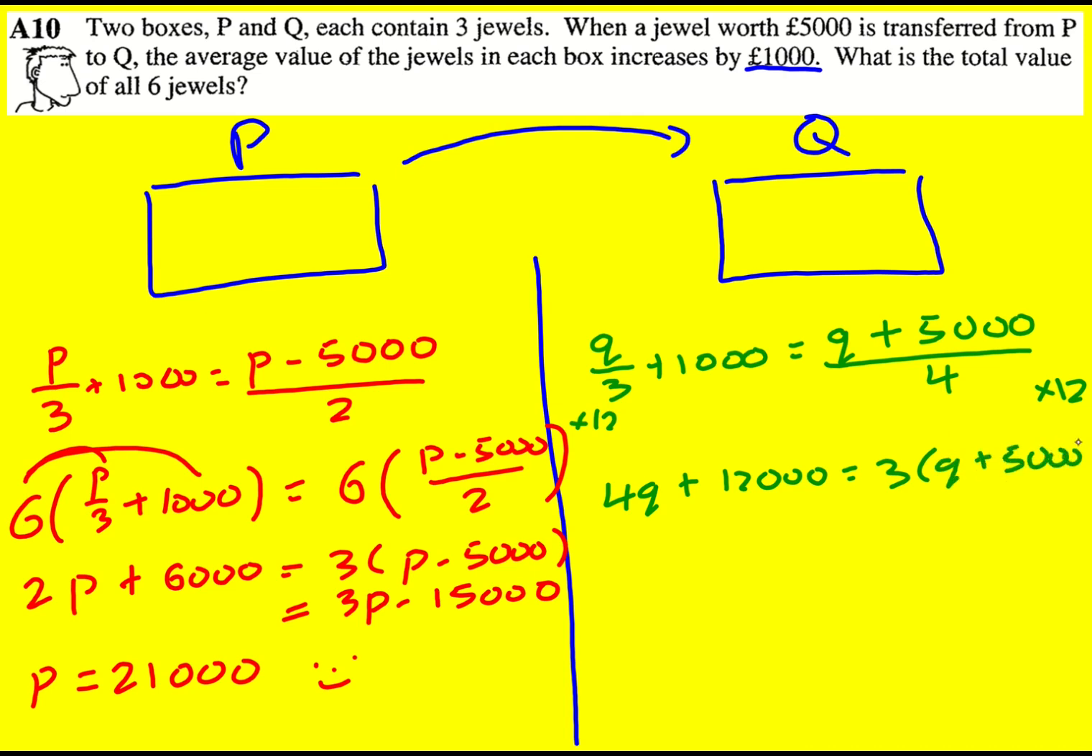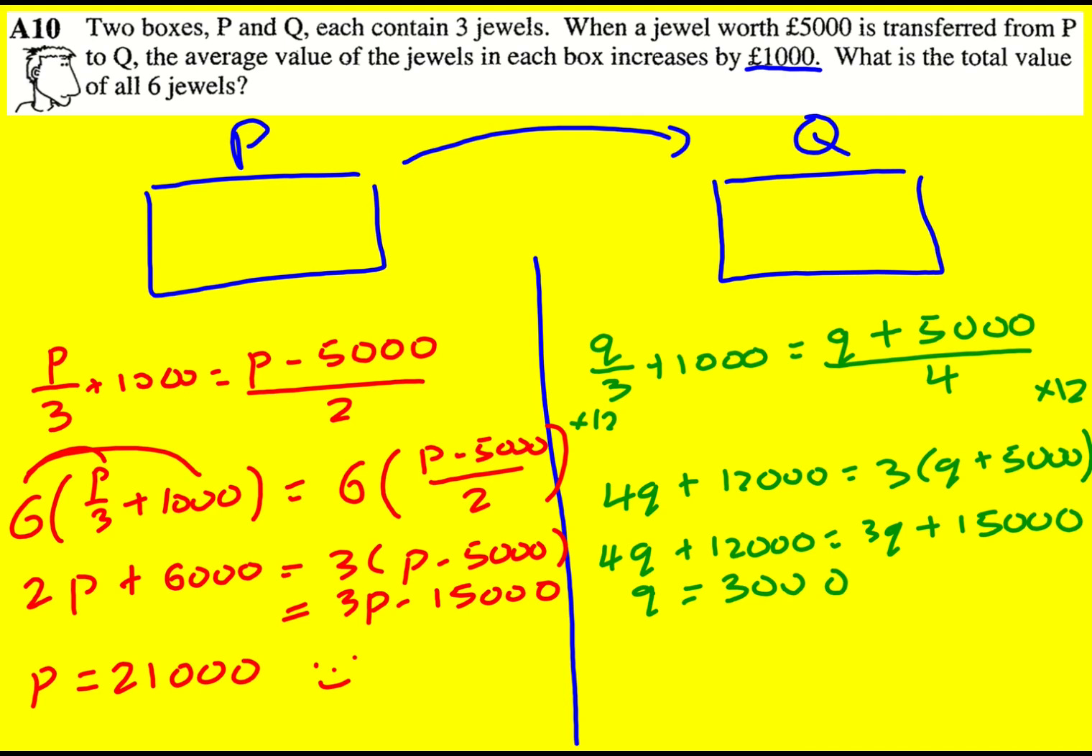I would strongly recommend doing this sort of thing rather than trying to add fractions together involving 3 and 4. It does equate to the same thing. You put it over a common denominator of 12, but I think it's just better to times through, learn how to do this. So 4Q plus 12,000 will equal 3Q plus 15,000, which means that Q will equal 3,000.